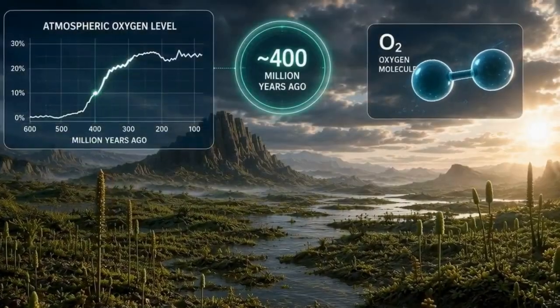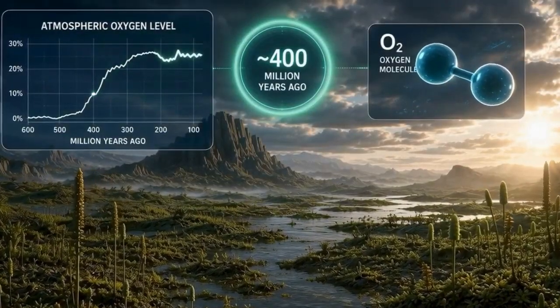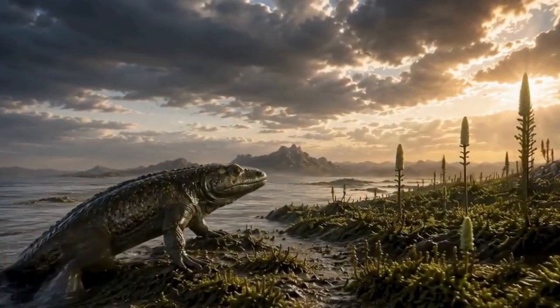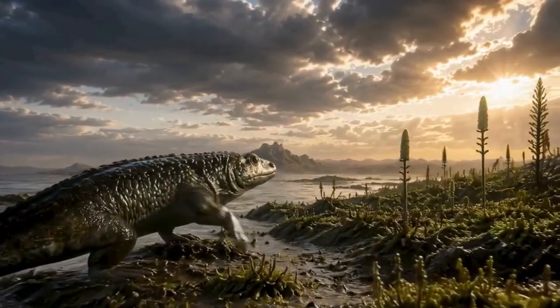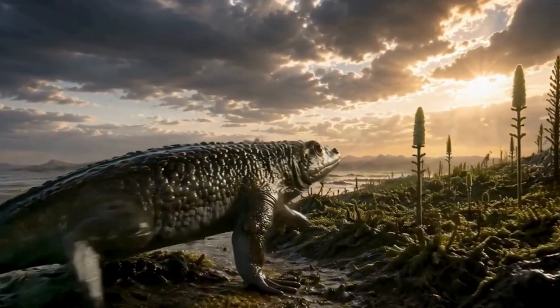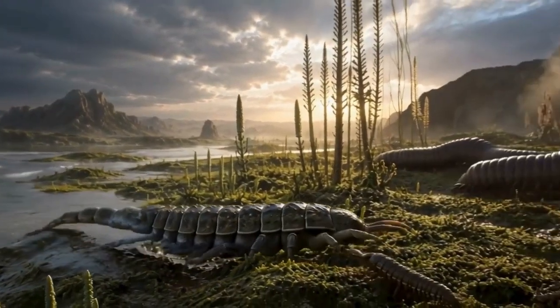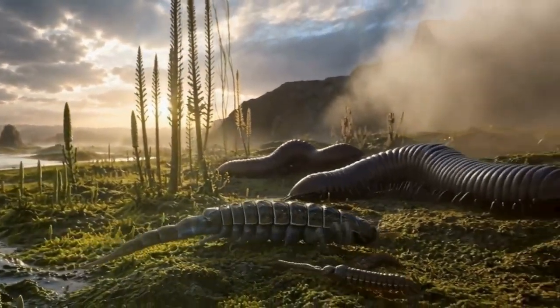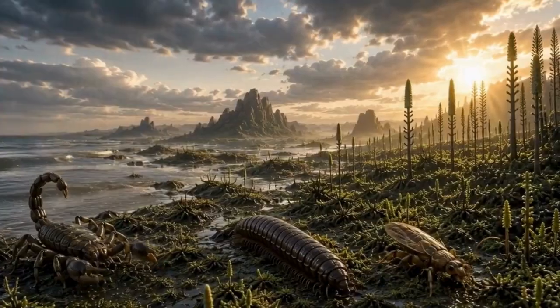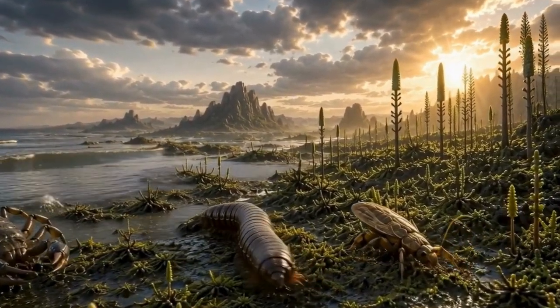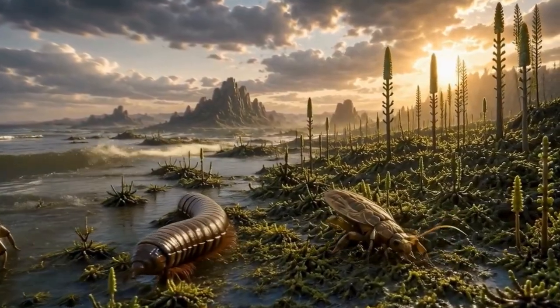Around 400 million years ago, atmospheric oxygen levels reached a new threshold. This transformation opened a new chapter in the history of life. The first animals began leaving the safety of the oceans and ventured onto land. These pioneering creatures were the distant ancestors of modern-day scorpions, millipedes, and insects. Life was no longer confined to the seas. The continents, too, were beginning to be inhabited by living organisms.